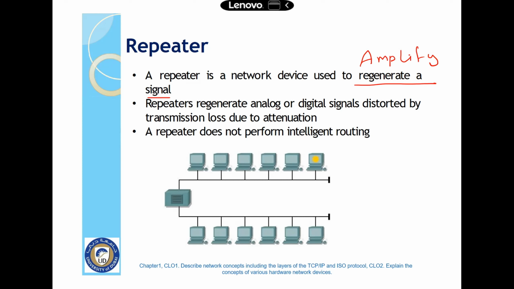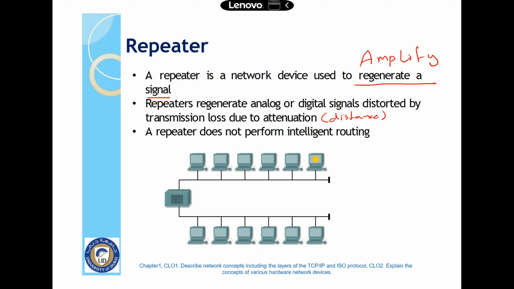Repeaters regenerate analog or digital signals distorted by transmission loss due to attenuation. The reason for that is the distance. As the distance grows, the signal will become weaker. For example, voice. Two persons sitting next to each other can talk normally, but if they are far away, someone has to make his sound louder in order for the message to reach the destination. If he speaks with the same volume, his message probably will not be delivered.